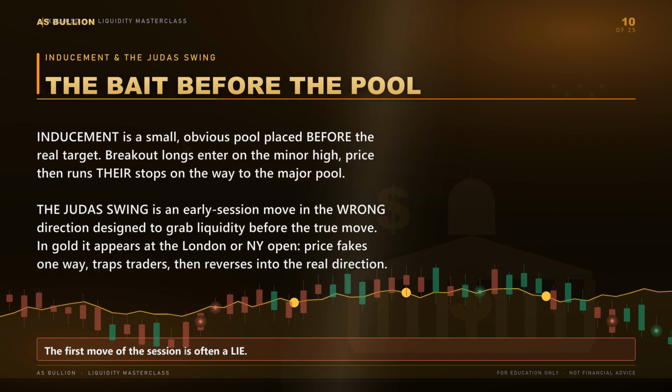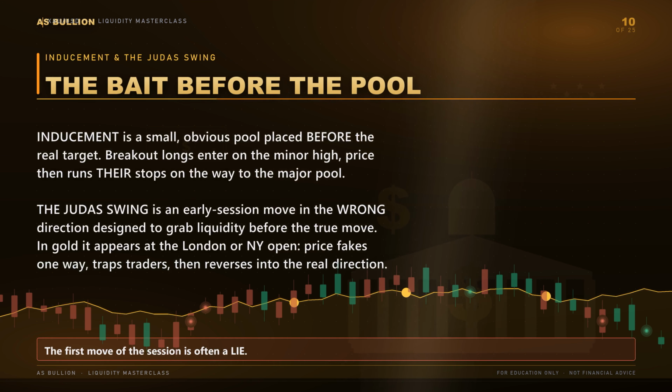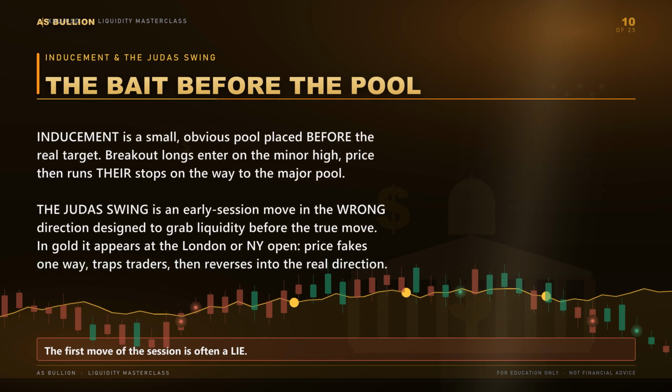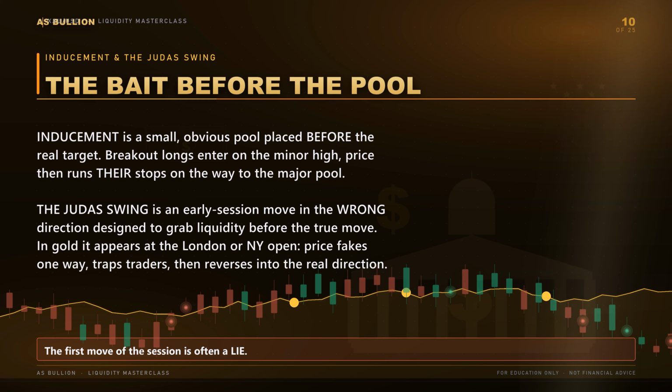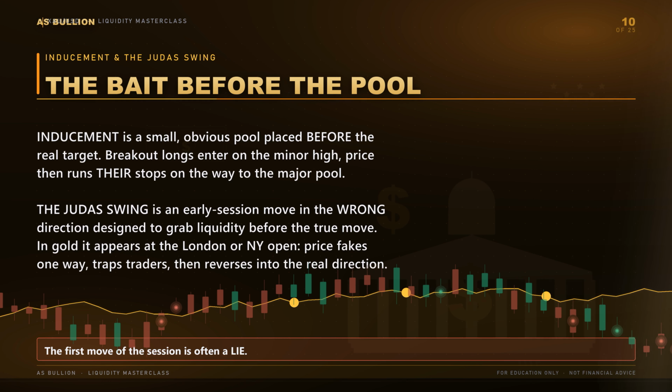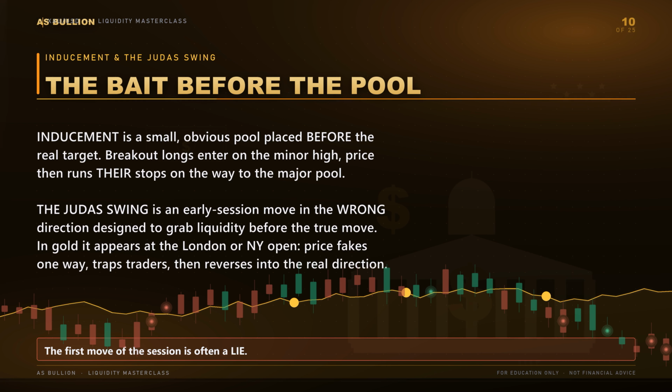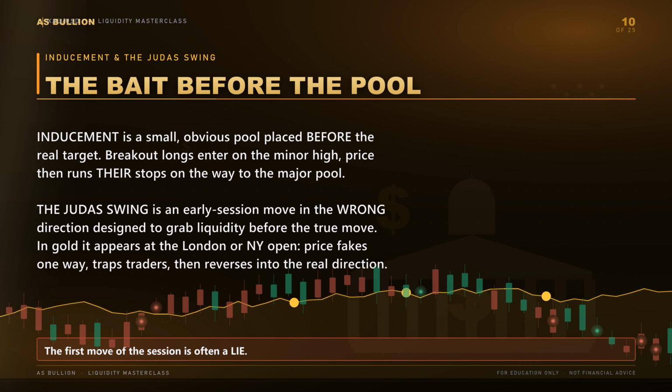Part 3. How price hunts liquidity. Stop runs, sweeps, and raids all describe the same event at different scales. Price pushes just beyond a pool, triggers the resting orders, and then rejects. The wick beyond the level is the signature.